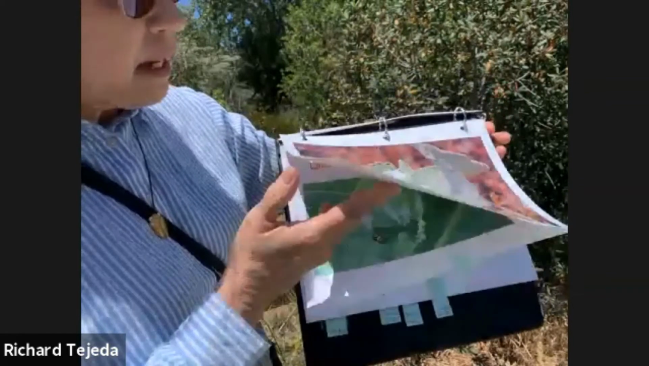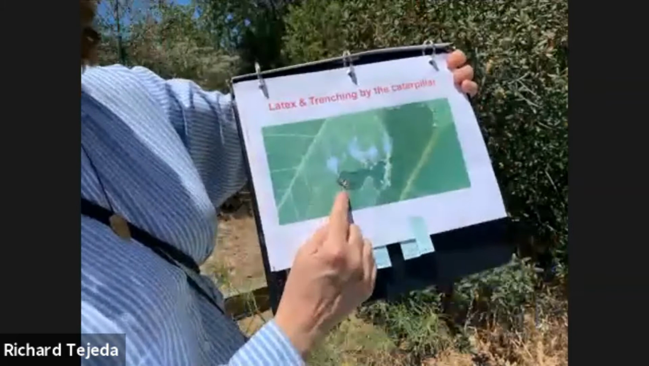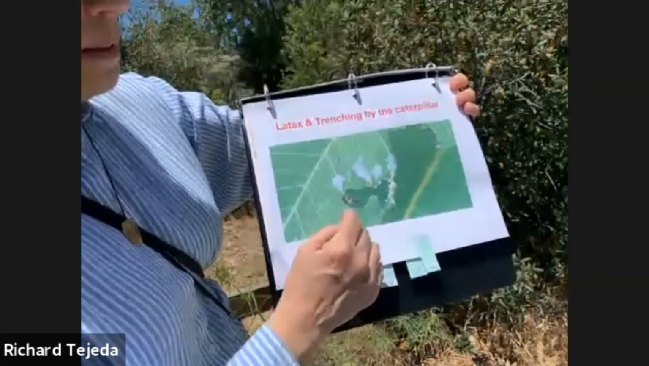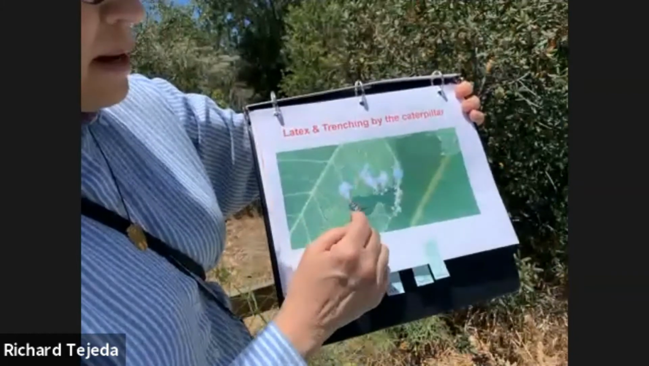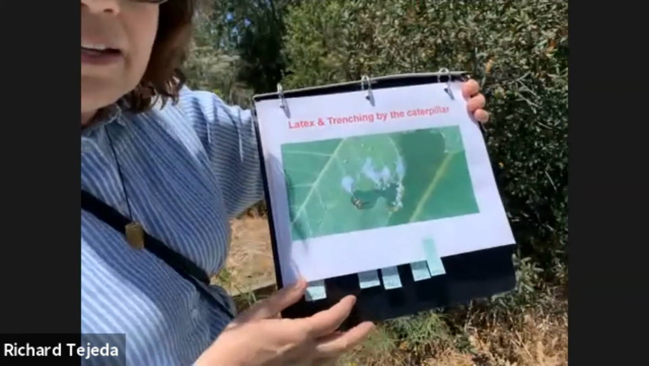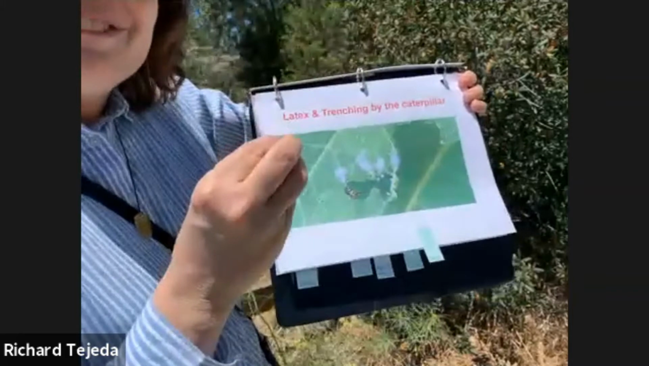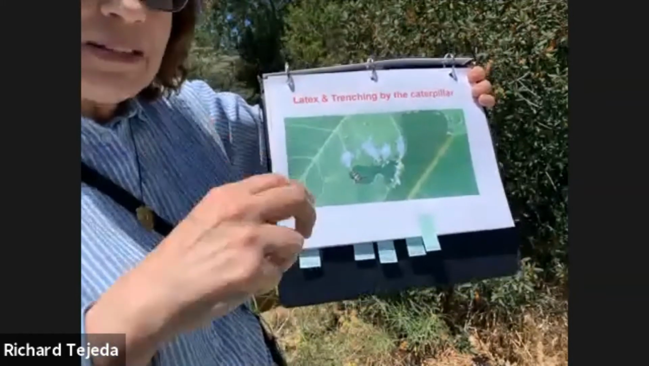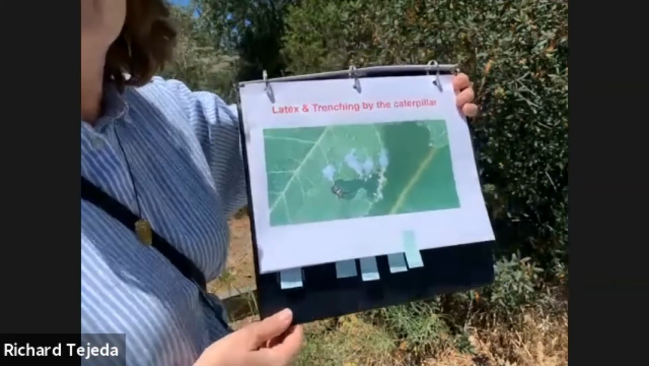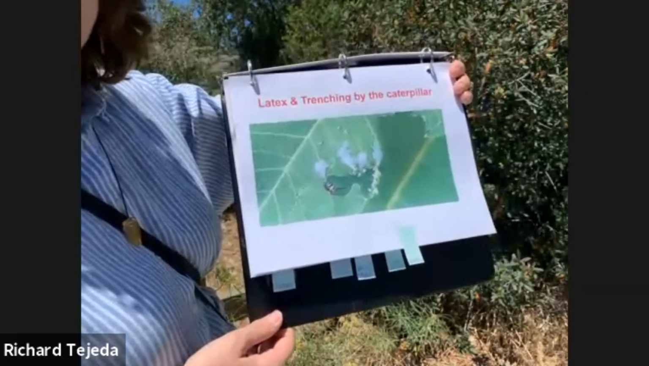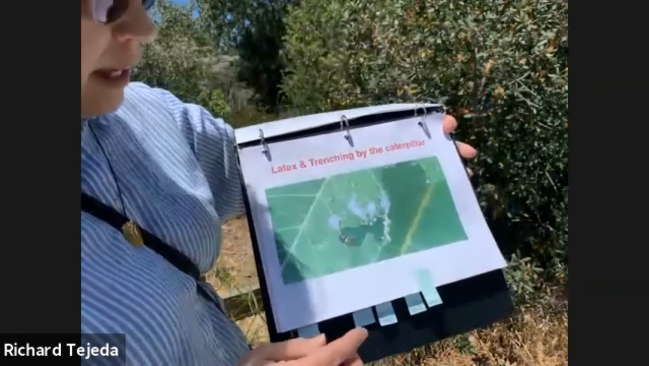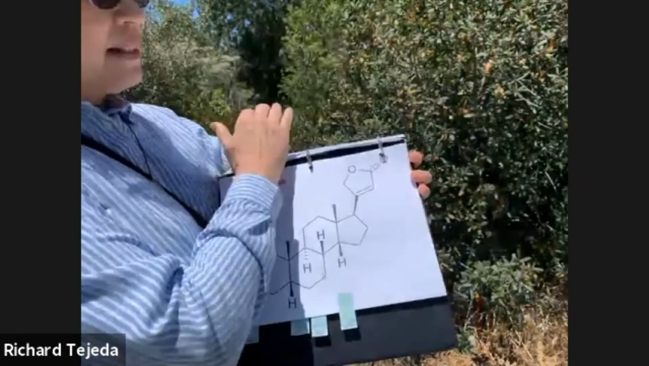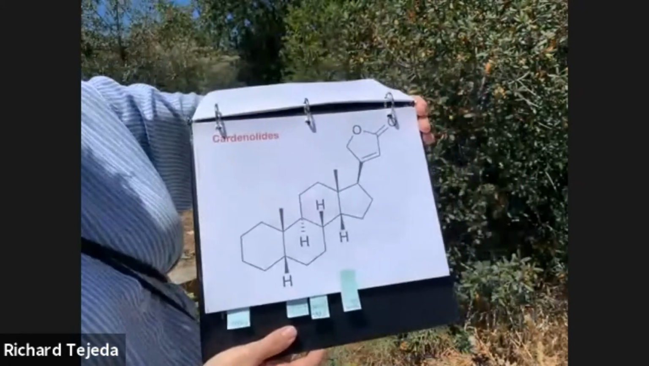And so what the caterpillar does, here's the monarch caterpillar, is it cuts all the veins of the milkweed, all the latex drips out, and then they feed on the rest of the leaf after they cut the veins. And beetles do that too. They cut the veins, let the latex drain out, and then they eat the leaf. Pretty clever, huh? It's called trenching. And that's the monarch caterpillar. So they can handle that. But this is the other thing they have to handle.